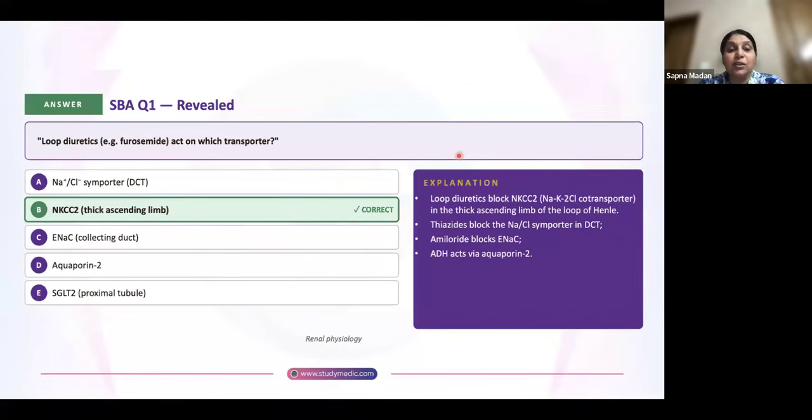So they are acting on the thick ascending limb, blocking the co-transporter called sodium potassium 2 Cl. Thiazides will block the sodium chloride transporter in the DCT. Amiloride will block the ENaC, and ADH acts via the aquaporin 2, and desmopressin will act on the aquaporin 2.